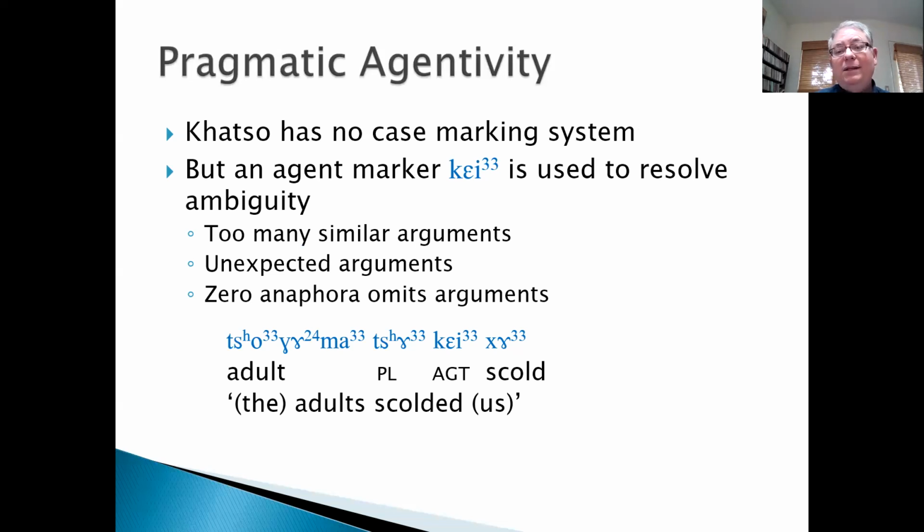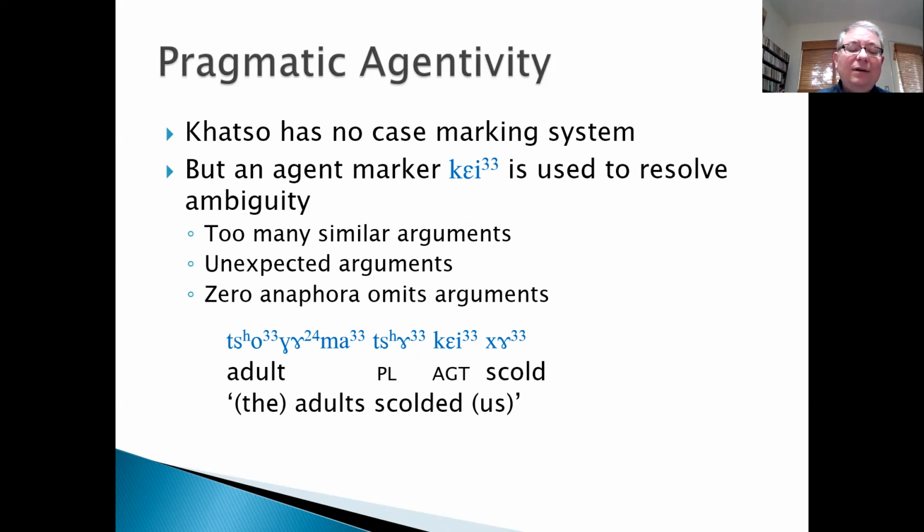Or if you have an argument that's unexpected. So for example, if you want to say something like a rock broke my window, we don't expect rocks to get up and move around and do things on their own. So that would be a little bit unexpected, but of course it happens. And so there you would mark the rock gay as the instigator, because otherwise you would expect the rock to not be instigating anything. And then zero anaphora also creates situations where there may be some confusion.